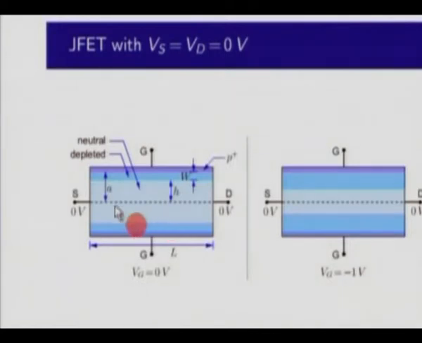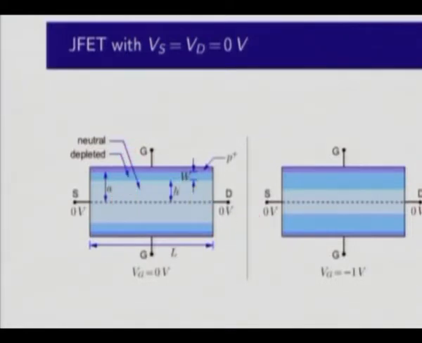Okay, and the dimensions: this A is the half channel thickness, that is fixed. This W is the depletion region width. That will obviously depend on the gate voltage. H is the thickness of the neutral region, again the half thickness. Both H and W are dependent on the gate voltage, such that H plus W will always be A.